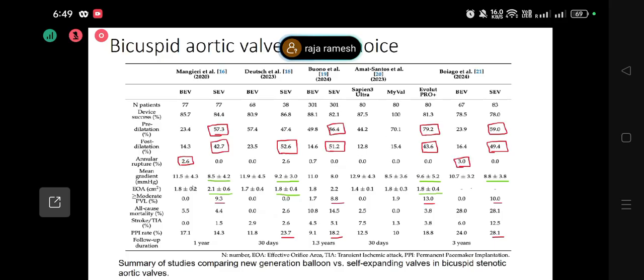The risk of annular rupture is more, as expected, with the balloon expandable valve because it is a one-time inflation and there will be no control. So if you oversize the valve to the annulus, there will be a risk of annular rupture if you choose a balloon expandable valve. But if you look at the gradient, as I told you before, the gradients and effective orifice area are better if you choose a self-expandable valve.